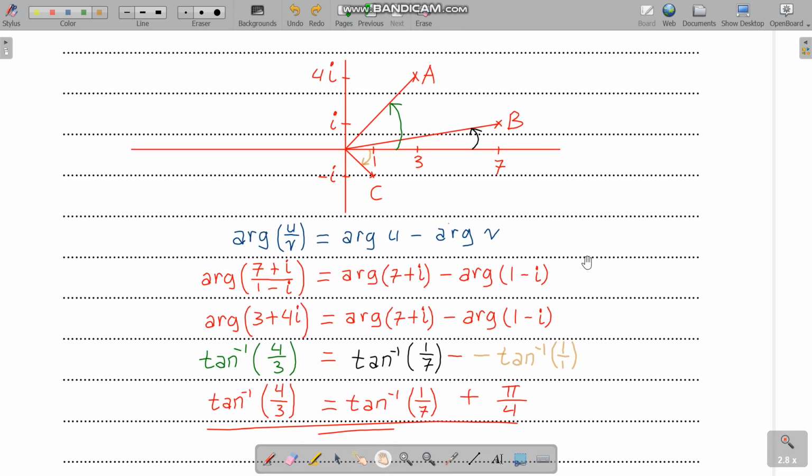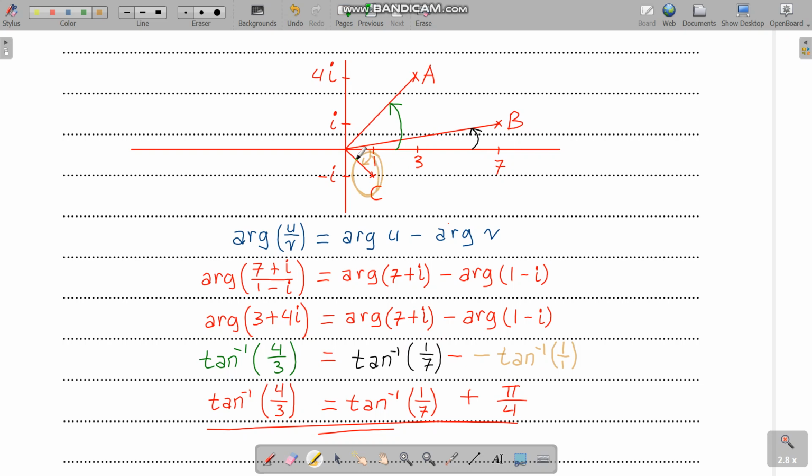So to find the argument of this, previously we know we get this. For the argument of the A or the u here, we just use inverse tangent. Obviously in this triangle, this is a right angle triangle, and this angle theta or the argument is inverse tangent. This is 4, this is 3, so that's why we have inverse tangent 4 over 3. And for the 7 plus i, this is the angle here, so we use inverse tangent. This is 1 over 7, opposite over adjacent, so that's inverse tangent 1 over 7.